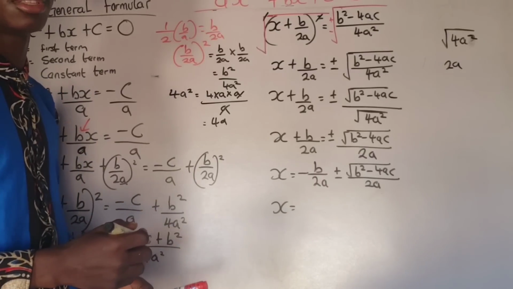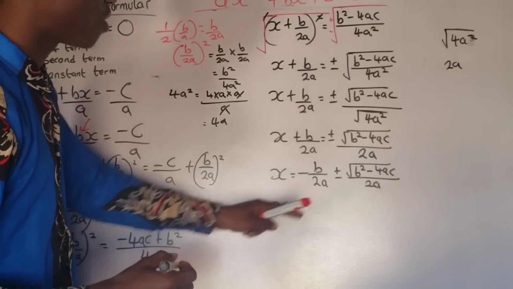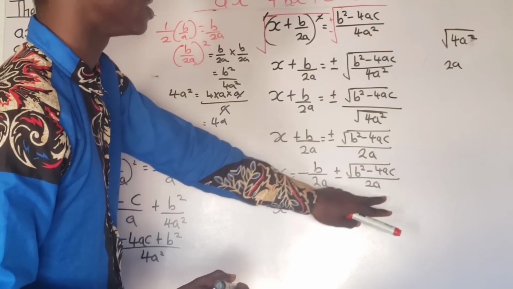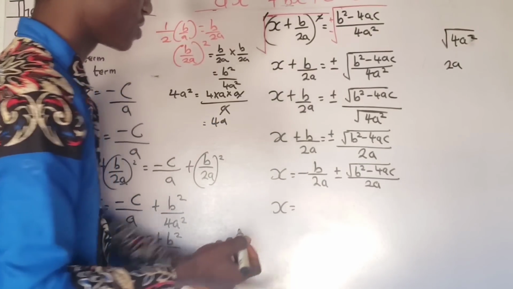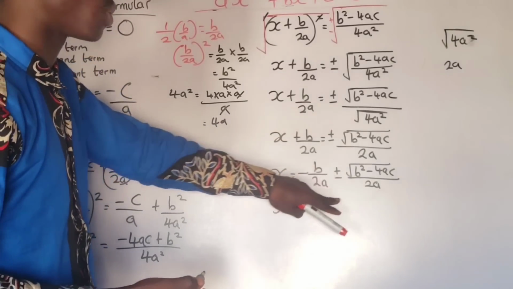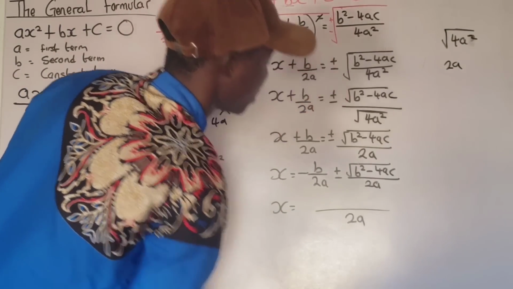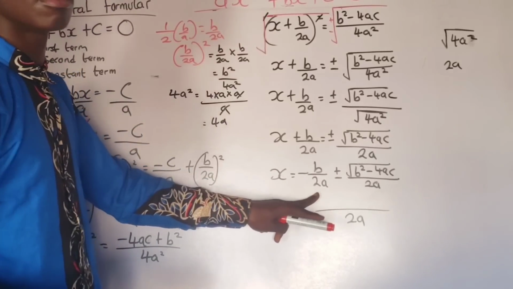Listen, we're going to take the LCM. The LCM of minus b over 2a plus or minus square root of b squared minus 4ac all over 2a is what? 2a. You understand? Because the denominators are both 2a, the LCM of this will be 2a. 2a divided by 2a is what?